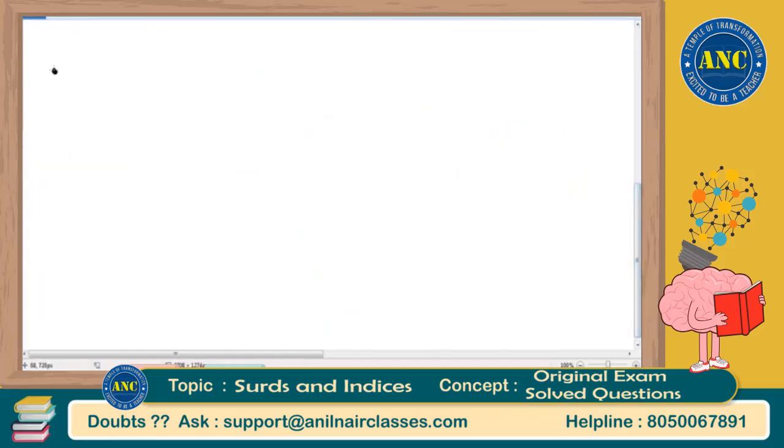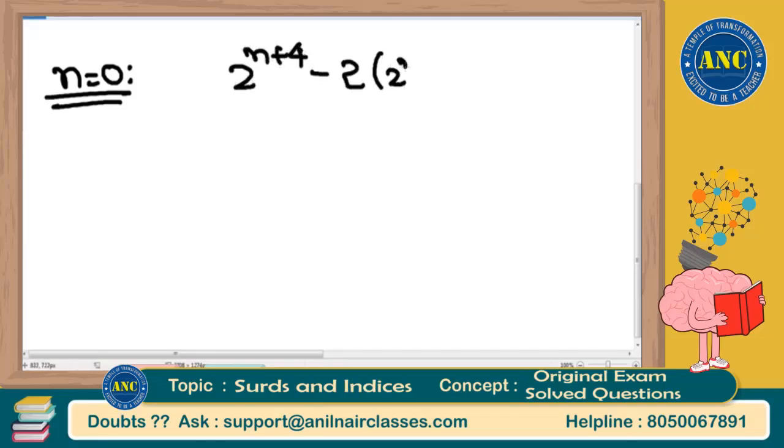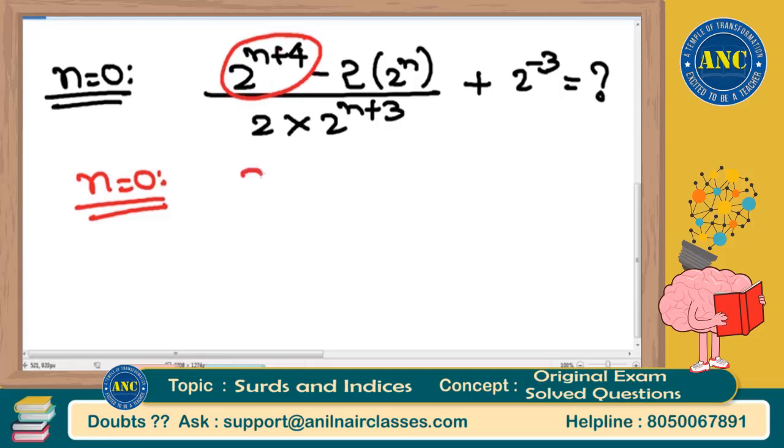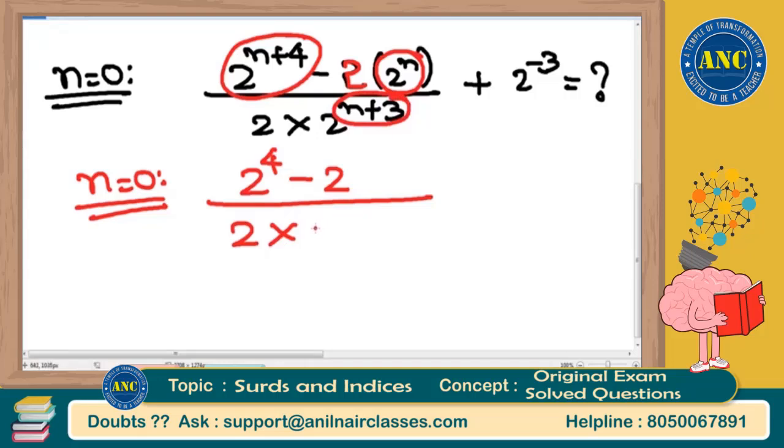But you take any other value. Suppose you put n equal to 0. What is the expression? (2 power n plus 4 minus 2 times 2 power n) divided by (2 into 2 power n plus 3) plus 2 power minus 3. This value is how much is what they are asking, right? If I put n equal to 0, I will get 2 power 4 minus 2 into 2 power 0, which is 1, divided by 2 into 2 power 0, which becomes 2 power 3, plus 2 power minus 3.